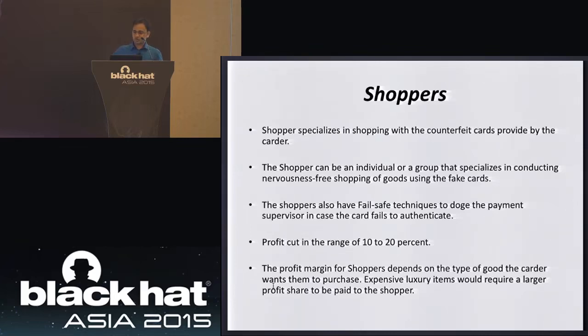The shoppers also have fail-safe techniques to dodge the payment supervisor in case the card fails to authenticate. Let's say the payment exceeded the limit or the card might have been disabled. You don't know beforehand. So when you use the card, only then you come to know that this card is not working. So they have fail-safe techniques.